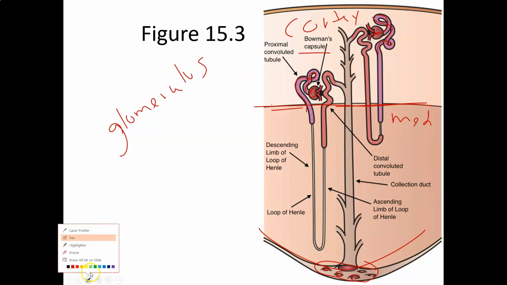From there, I'm going to change colors. Our filtrate is going to enter this little U-turn that is called the loop of Henle. Loop of Henle is still going to be processing that filtrate. It's still going to be carrying a lot of reabsorption out. Reabsorption is, again, putting that good stuff back into the bloodstream.